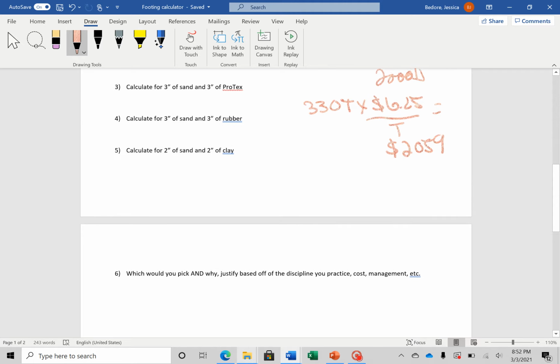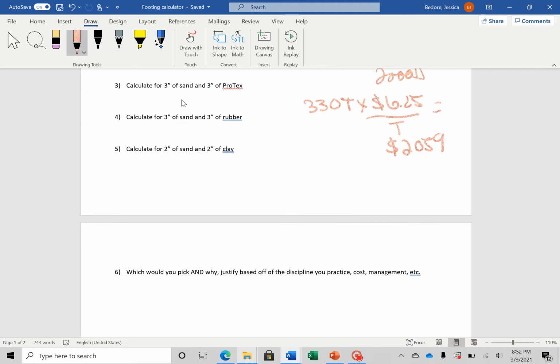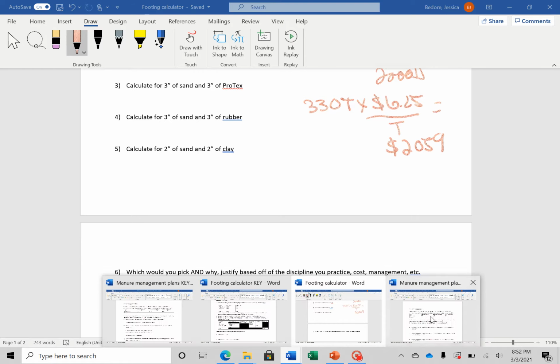All right, so then identify which one you would pick and why, and then justify it based off your discipline, practice cost, whatever factors you're going to use to justify why you're picking that. Eventually, you're going to have to size up to your arena that you're using for your facility management plan so that you can calculate the cost of this footing so that can go in your startup costs. Okay, so that's the first one.